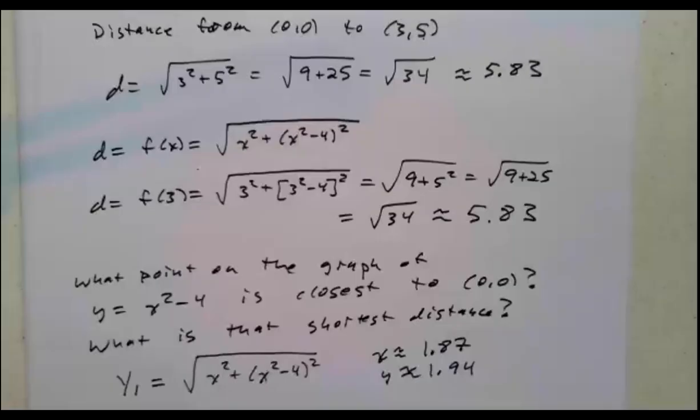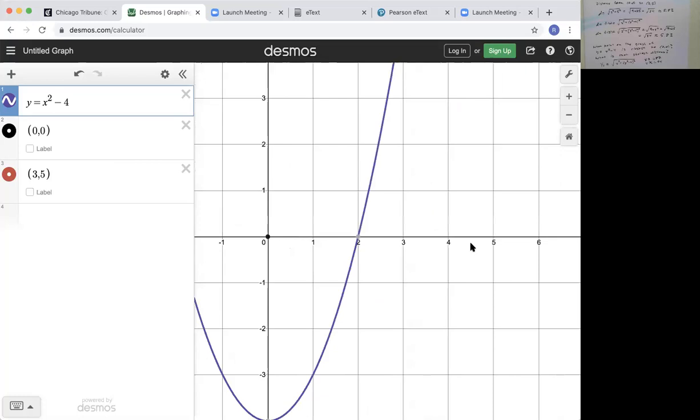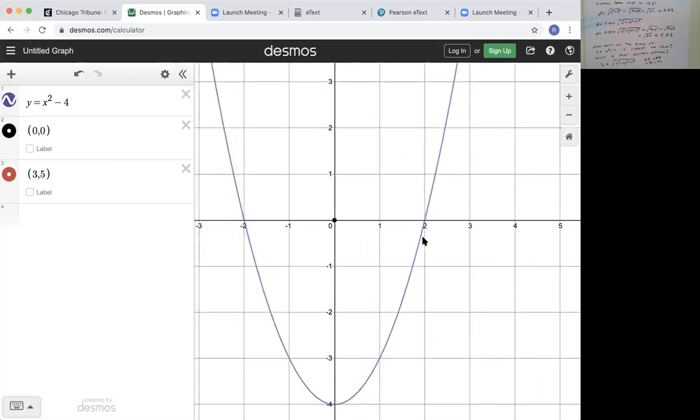So let's look at that on Desmos and see if we believe that. 1.87. In that neighborhood. So could you believe that's the closest point? I can zoom it in if I can get a little closer to kind of see it. Seems reasonable to me.